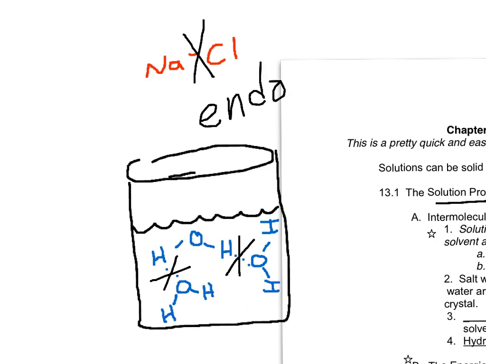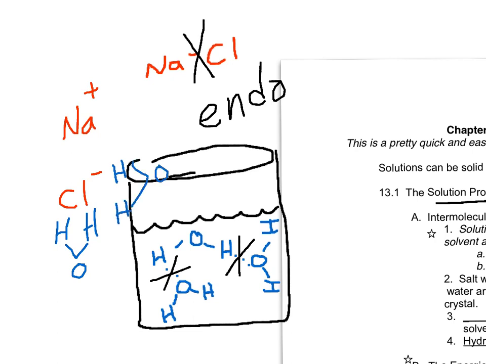Now, when the NaCl dissociates into water, it forms those Na ions and those chloride ions, and the water molecules will start to surround these guys. Now, notice when they surround them, the hydrogen ends of the water molecules are close to the chlorine, while the oxygen ends of the water molecules are close to the sodium. This is because of the polarity of water, and it forms new intermolecular forces. These are ion dipole forces.